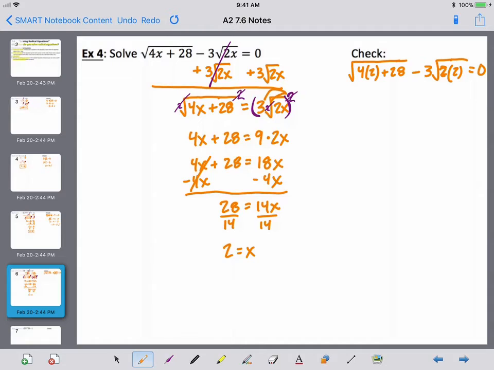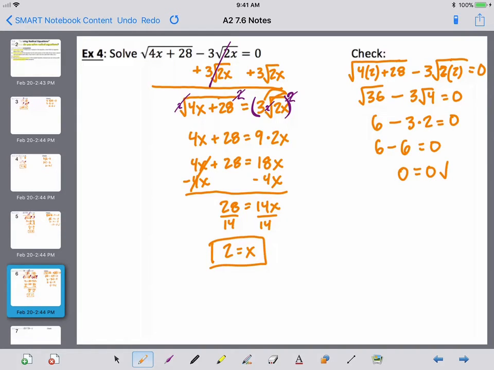Inside of this first radical, 4 times 2 is 8. 8 plus 28 is 36. And then the second one is 3 times the square root of 4. So simplify that down. The square root of 36 is 6. 3 times the square root of 4 is 2, so that's 6. And 6 minus 6, well, yeah, that really is 0. So we can conclude that 2 is our answer.